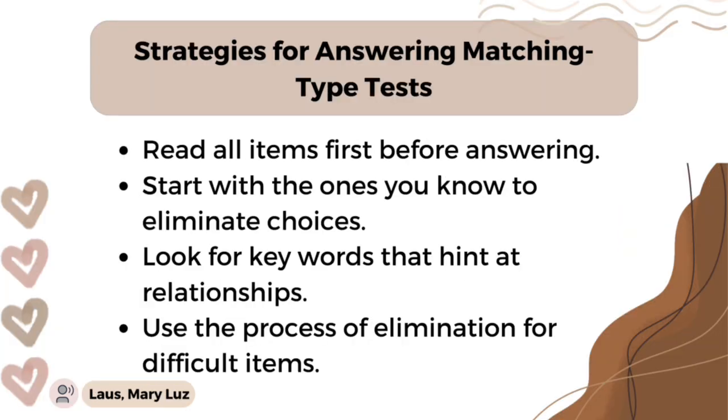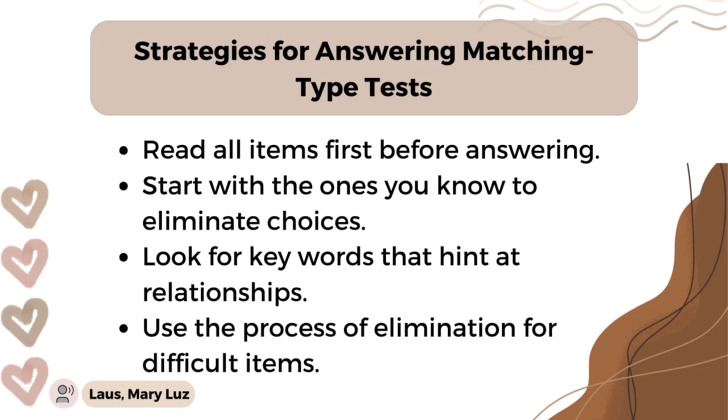So now let's proceed to the strategies for answering matching type test. The first one is read all items first before answering. In answering matching type, it's very important to understand the whole test first so we can get an idea of how the questions and answers are connected. The second one, start with the ones you know to eliminate choices. Once you've answered the items you're confident about, there will be fewer options left for more difficult questions.